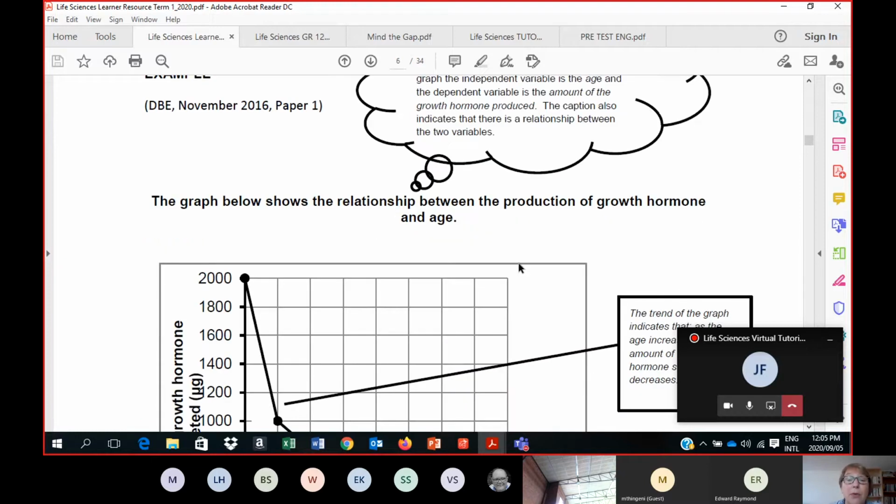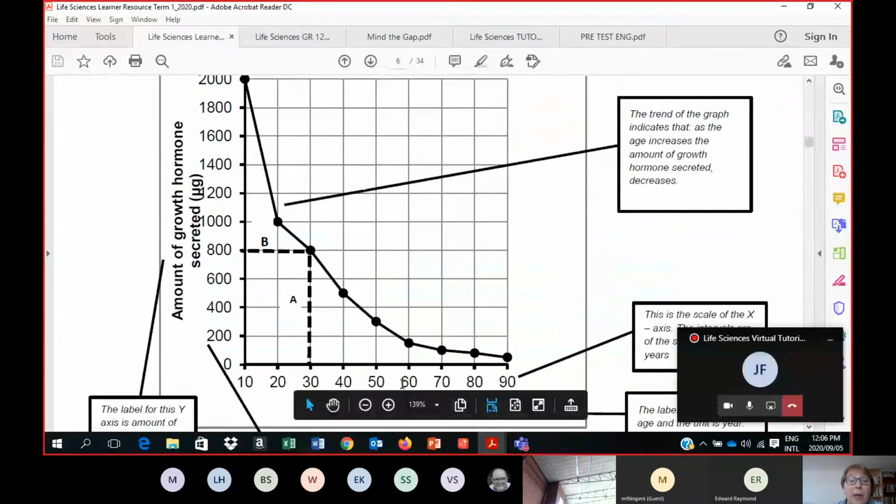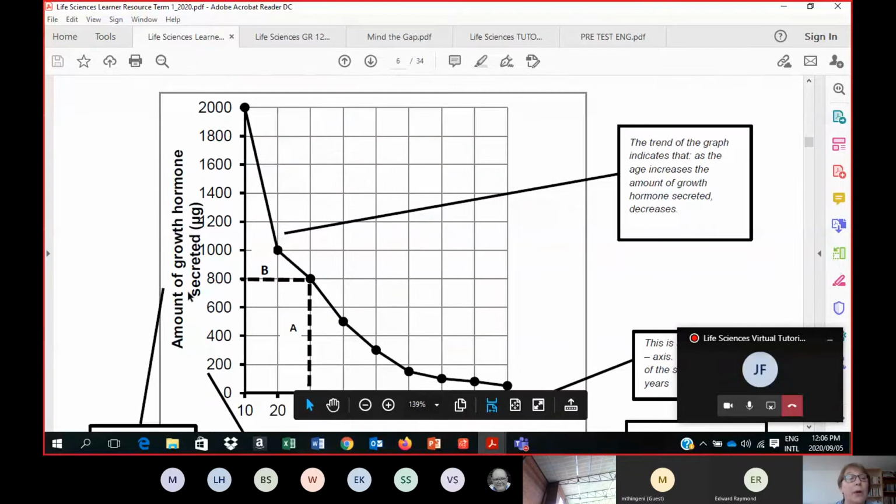So going back to this graph over here, let's first look at the heading. The heading says, the graph below shows the relationship between the production of growth hormone and age. So those are the two variables. Age is the independent variable. It's here on the x-axis and it's measured in years. And the amount of growth hormone is the dependent variable. Here you can see it's measured in micrograms and it's on the y-axis.